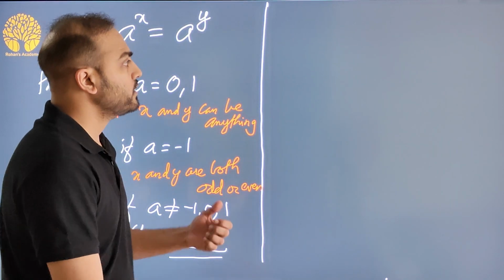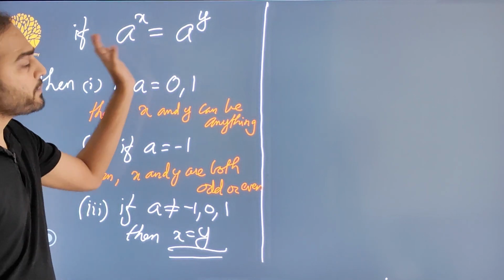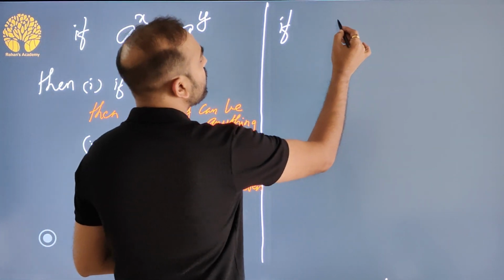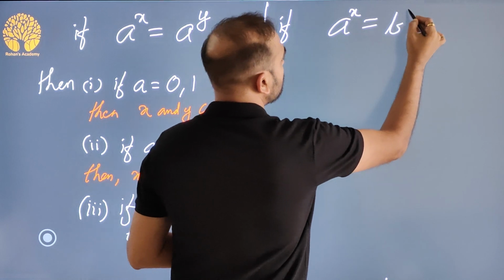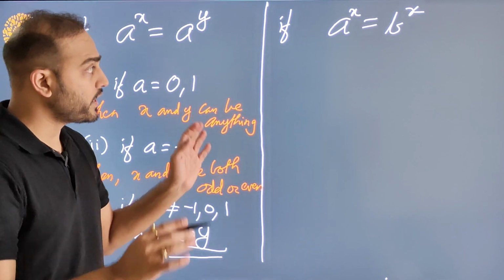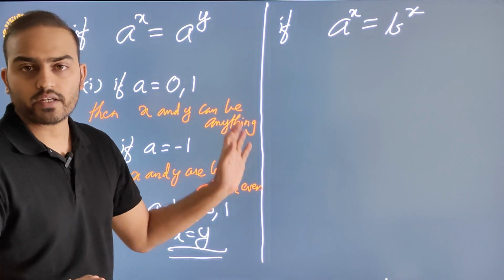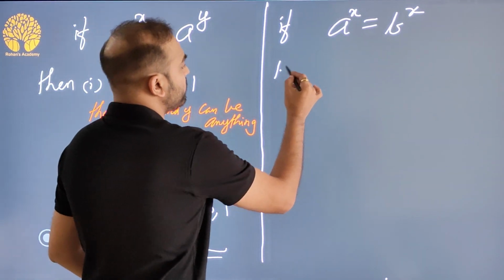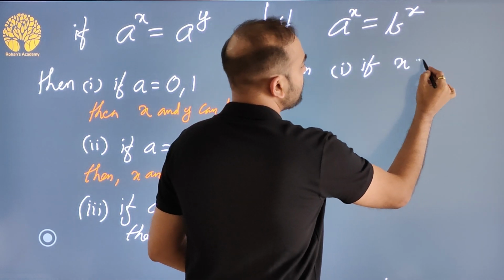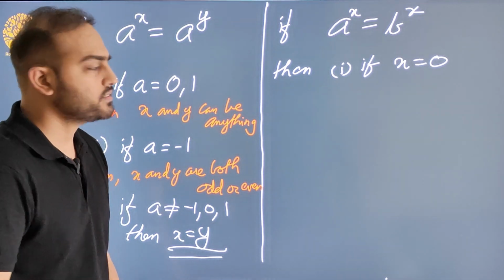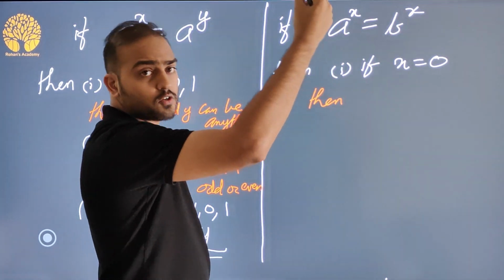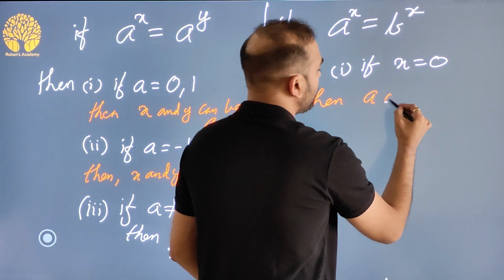Now if you understand this, let's look at a different scenario, because I said that you can either make the bases equal on both sides to solve, or you can make powers equal. So say you have a to the power x is equal to b to the power x. Again, do not jump and say, oh, a and b are equal. No. Case number 1, if x is 0, then anything to the power 0 is 1. We just studied that. So a and b can be anything.